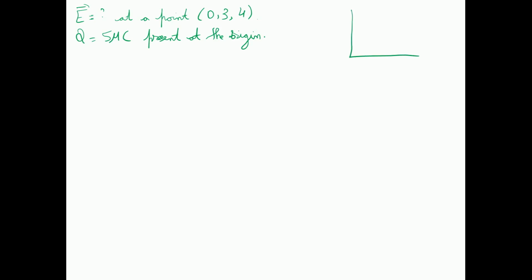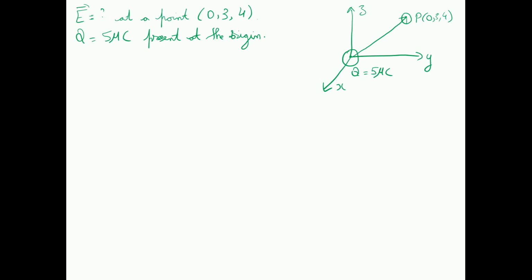Okay, let us first visualize this. Let us say that we have the rectangular coordinate system and the charge Q is at the origin with a value of 5 microcoulomb. And the point of interest where we want to find the electric field is x equals 0, y equals 3 and z equals 4. So maybe it is somewhere over here. So it is 0, 3 and 4. So we want to find the effect of this charge on this point over here.